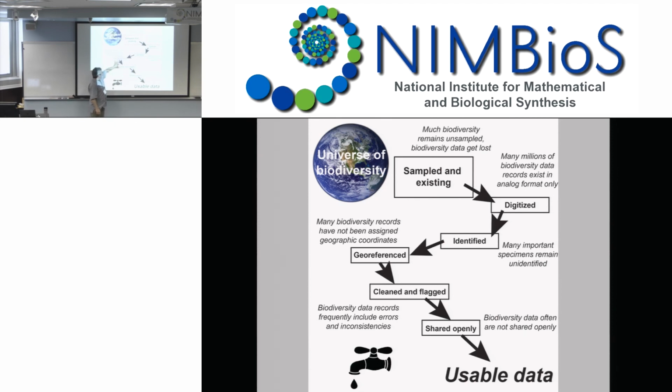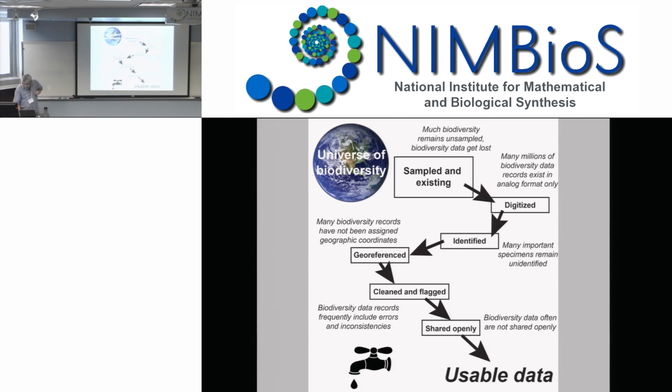Anyhow, even once they've been georeferenced, they still need to be cleaned and error checked. And then one of the other big impediments is, are they shared? And so we go through this chain, and we could add all sorts of other leaks. But we go through this chain, and you go from a huge universe of biodiversity to a far smaller universe of biodiversity information that ever existed, down to a pretty small proportion that we're actually able to use in analyses.